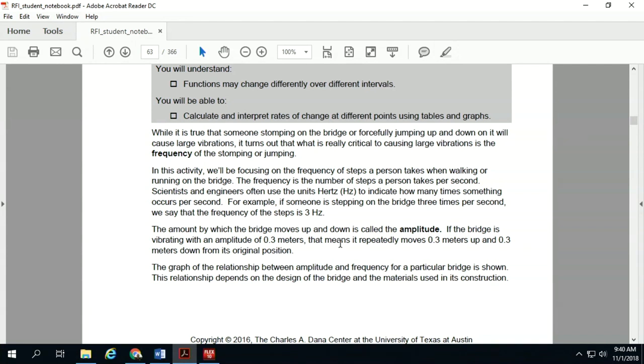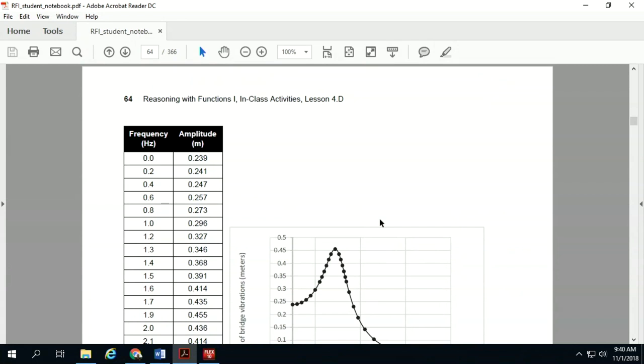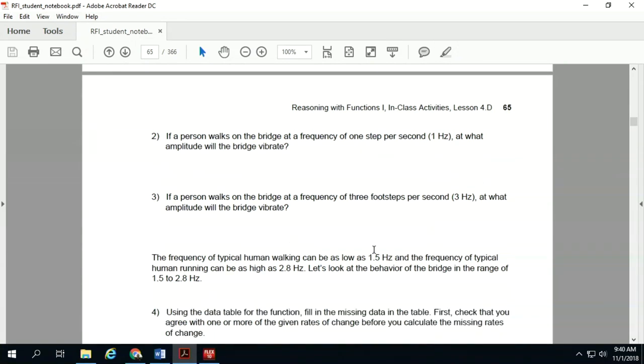So 3 hertz would be tum, tum, tum, tum, tum, tum, tum. You're vibrating about 3 times per second. The amount by which the bridge moves up and down is the amplitude, and they say the maximum amplitude is about 0.45. So what they want you to do is to look at the table and the graph and start answering these questions. And I believe you can answer question 1 and question 2 and question 3. Go.